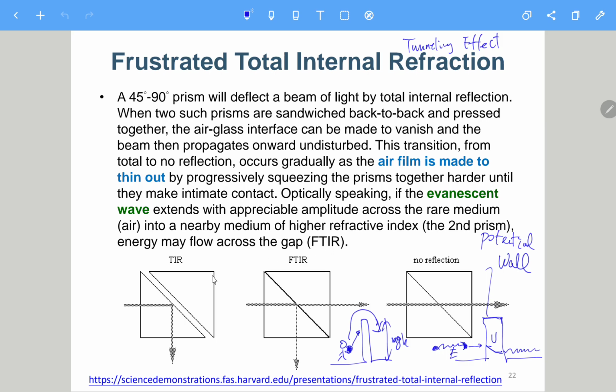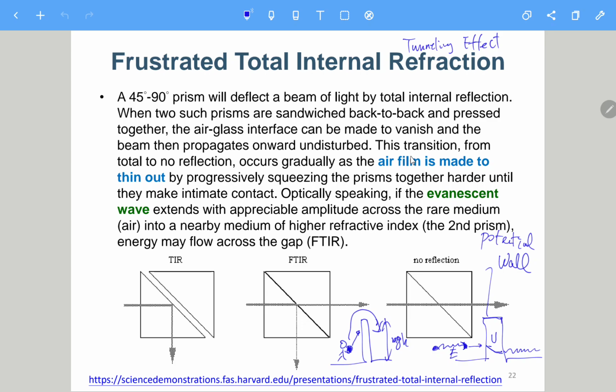Okay, and here we go to the right case first. If we place these two prisms touching each other, which means that there is no gap in between, then all the light will go through. There will be no light reflected. All the light will go through because you have merged the two interfaces together.